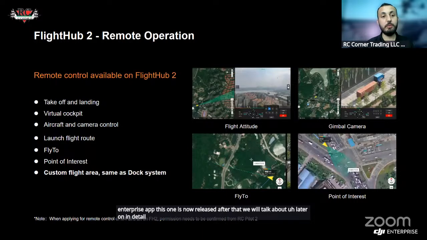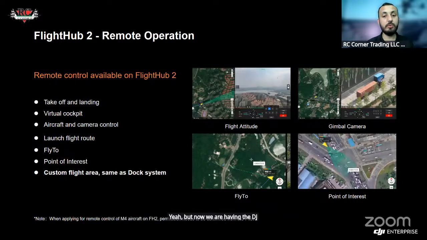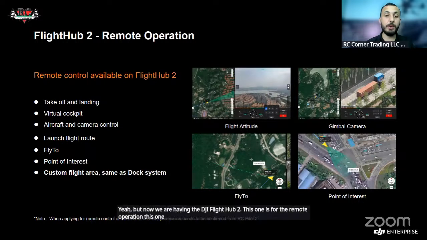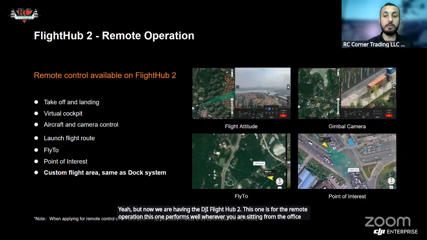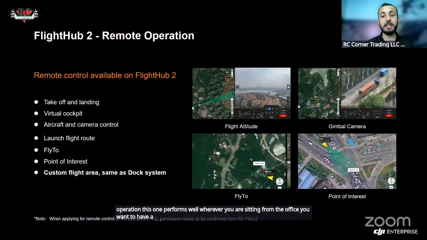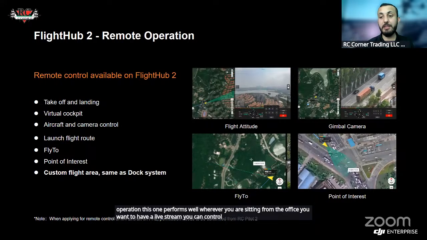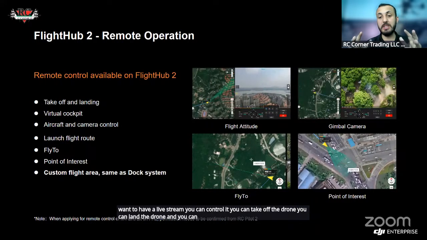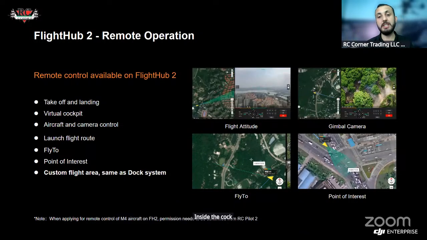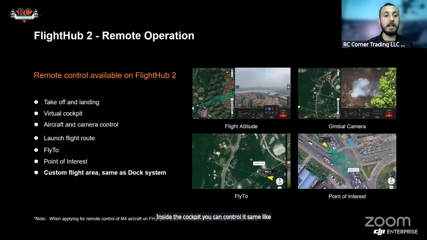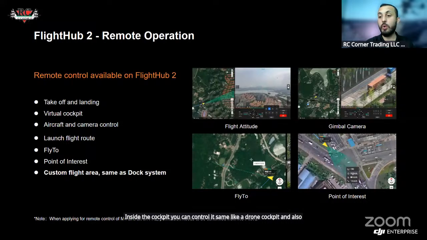So now we have DJI Flight Hub 2. This one is for remote operation. It performs well: wherever you are sitting, from the office, you can have a live stream and control it. You can take off the drone, land the drone, and control it from inside the cockpit, same like a drone cockpit. And also you can have control over the gimbal.